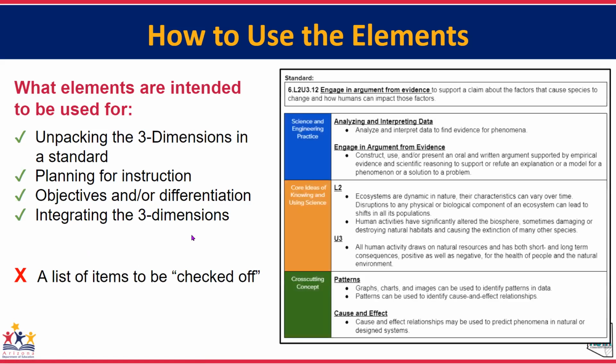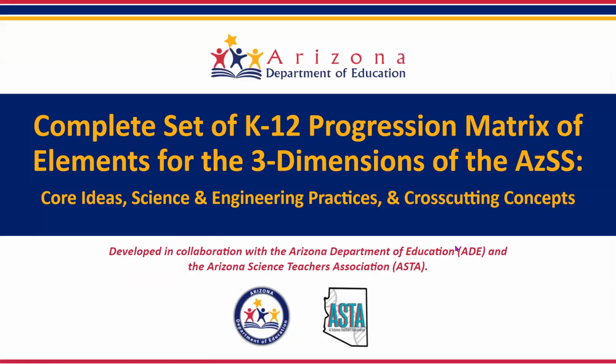Here is an example of unpacking a 6th grade standard. You can see for each of the 3 dimensions, the bullet points are elements that pertain to that science and engineering practice, the core idea, this is L2, U3, and the cross-cutting concepts are all embedded here. And this is the intention of this document, to pull out these elements for the 3 dimensions to plan for instruction. So thank you very much. I hope you find this document and this video very helpful.